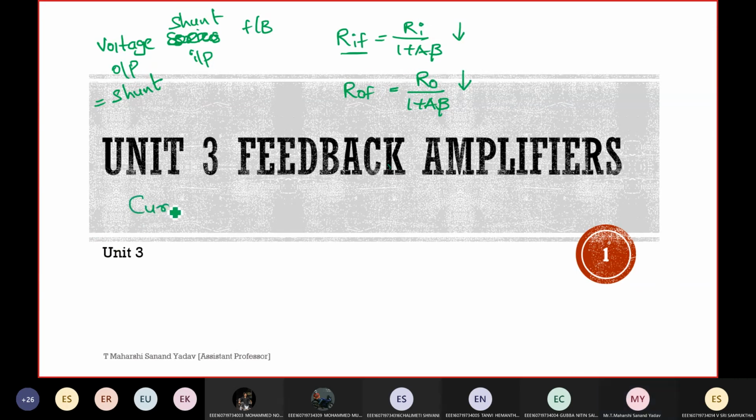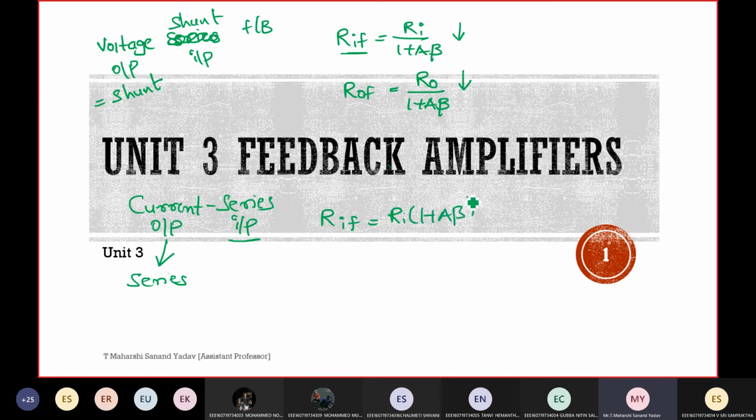Next, current series. You tell me this one now. Output side current, series sample. Yes. So what will happen? RIF is equal to input Ri with series, into (1 plus A beta). Correct.